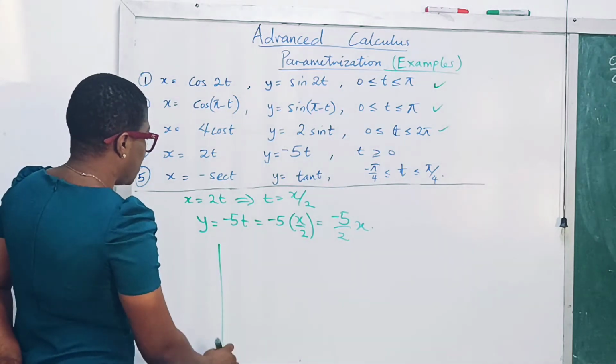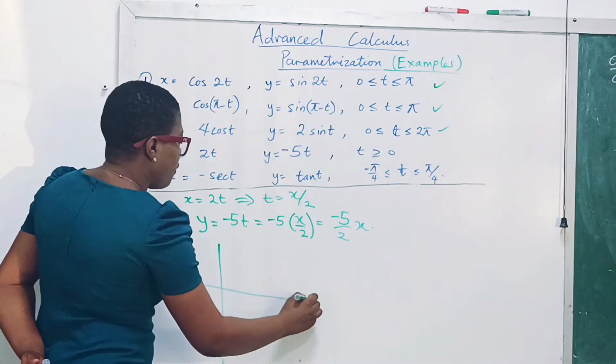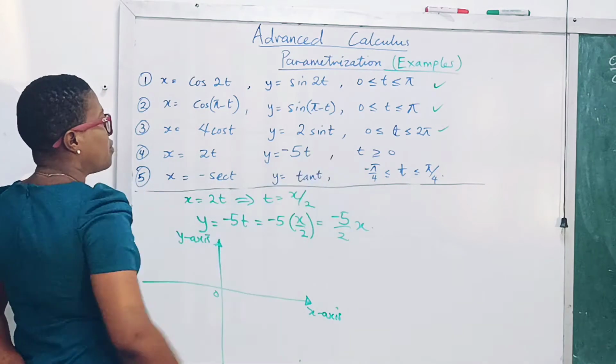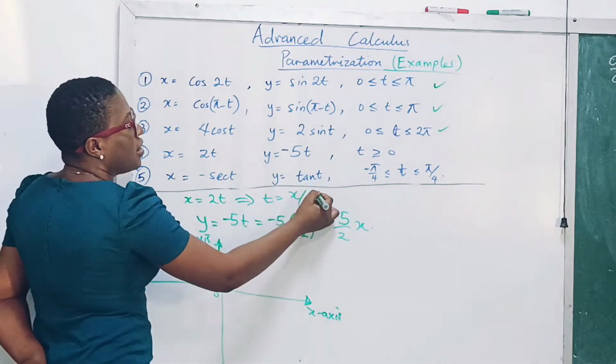Good. The next thing is to plot it. If you sketch the graph, you have to be careful. You know that t is bigger than or equal to 0. What does that mean?